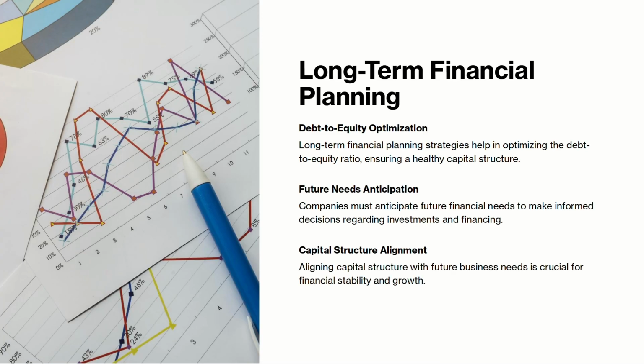Long-term financial planning, debt to equity optimization. Long-term financial planning strategies help in optimizing the debt to equity ratio, ensuring a healthy capital structure. Future needs anticipation. Companies must anticipate future financial needs to make informed decisions regarding investments and financing. Capital structure alignment. Aligning capital structure with future business needs is crucial for financial stability and growth.